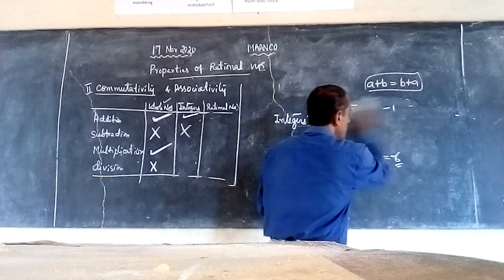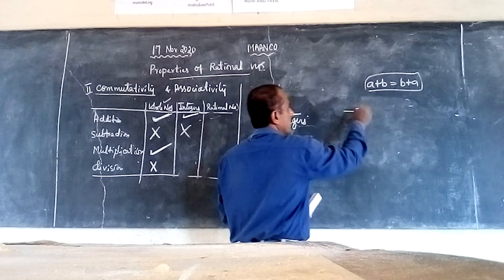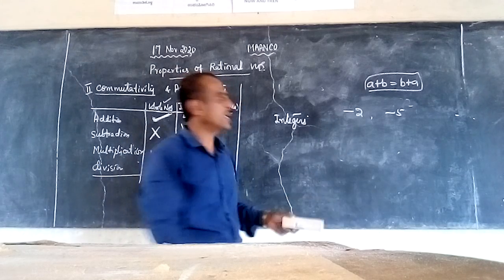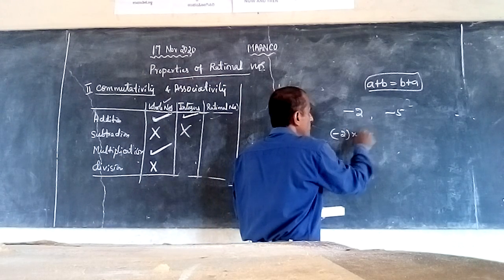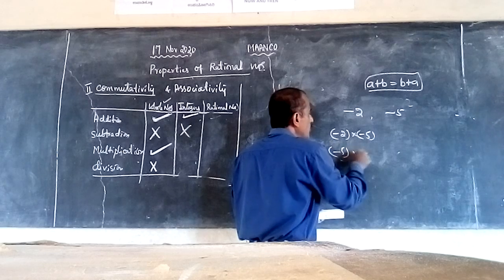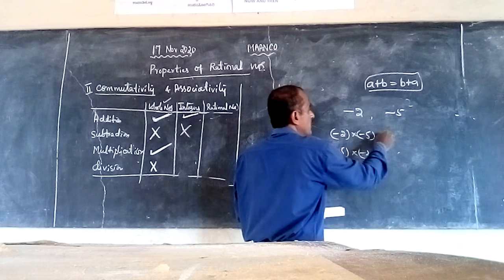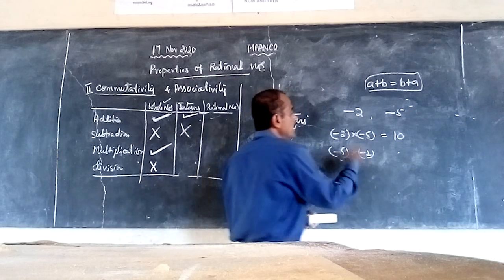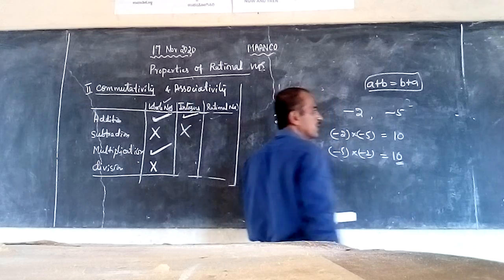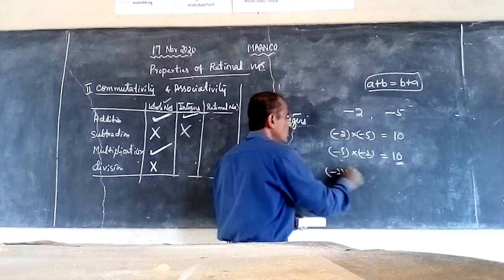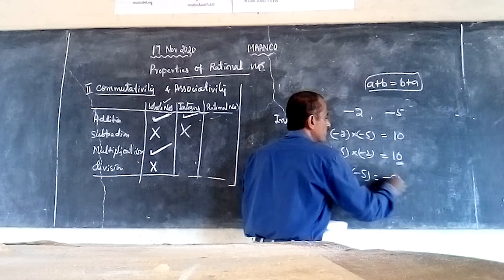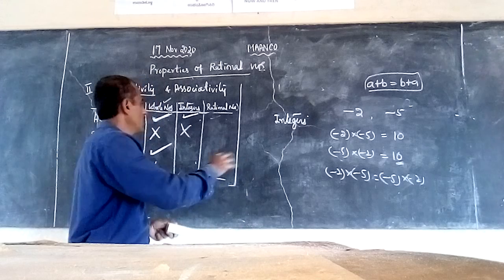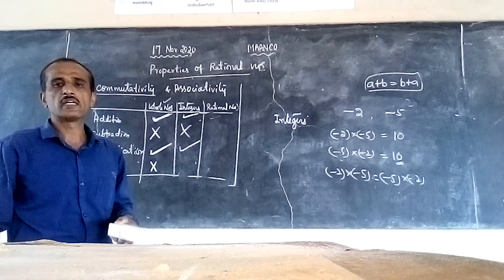Okay. Next, multiplication. Let us take any two integers, say minus 2 and minus 5. Whether a into b is equal to b into a, that is, minus 2 into minus 5 is equal to minus 5 into minus 2. See, minus 2 into minus 5 is equal to how much? Plus 10. Minus into minus is plus, 2 into 5 is 10. Minus 5 into minus 2 is also plus 10. Therefore, minus 2 into minus 5 is equal to minus 5 into minus 2. Therefore, multiplication is commutative for integers.